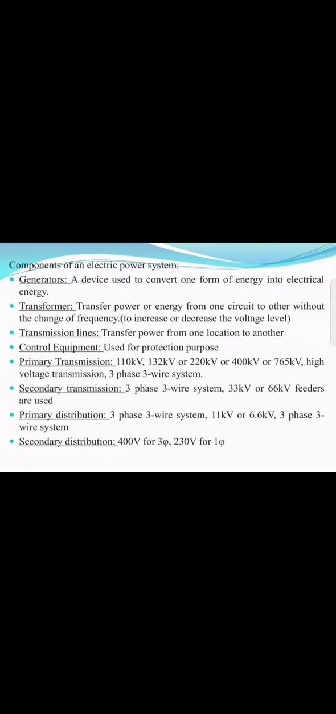And the next one is primary distribution. Here also we are using the 3-phase 3-wire system. Here the voltage levels are 11 kV or 6.6 kV. And finally the secondary distribution system. Here the voltage levels are 400 volt for 3-phase 3-wire system and 230 volt for single phase 2-wire system.